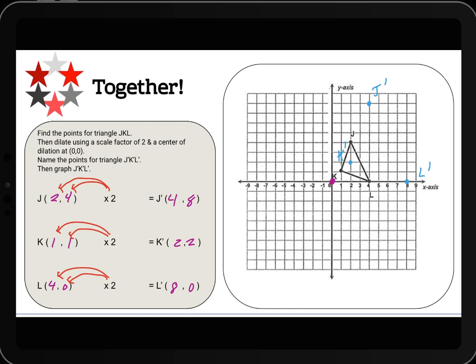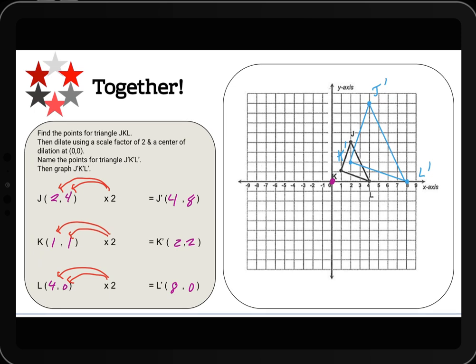And now I can go ahead and construct or connect the vertices of this triangle, which is the image of the pre-image. And they're similar triangles. They have the same shape, they have different sizes, they're similar triangles. The scale factor between them is 2. The ratio of the corresponding sides is going to be 2. And that is an example of that.